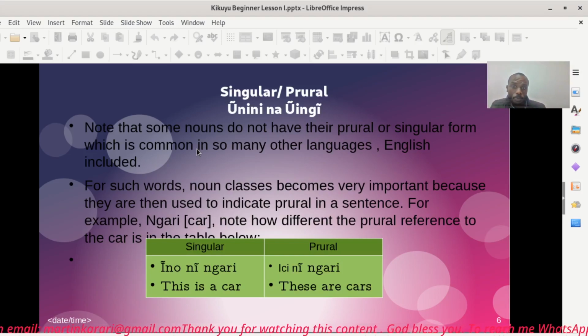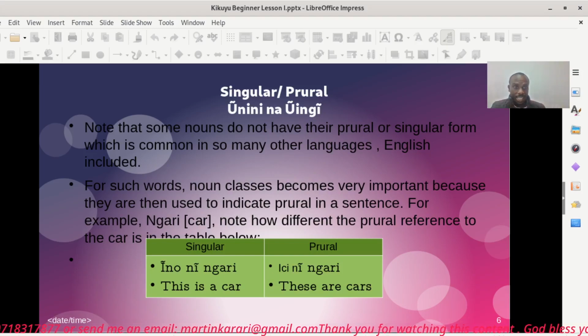Note that some nouns do not have a separate plural or singular form, which is common in many other languages. The ones that I know have this kind of thing whereby a word does not have its own plural and singular form. It's the same, English included. So for such words, noun classes become very important because they are then used to indicate plural in a sentence. For example, gari, car. Note how different the plural reference to the car is in the table below.